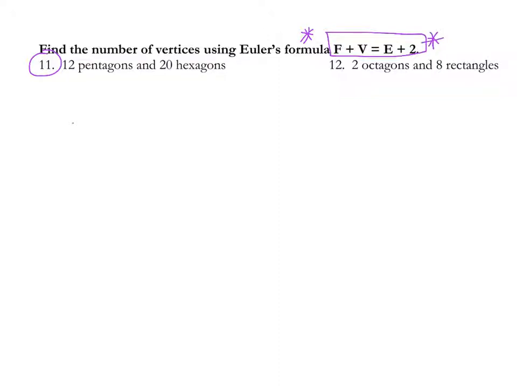so in order to find the number of vertices, I need to first know the number of faces, and I need to know the number of edges. So the number of faces is pretty easy to find. We're just going to use the fact that we already know that there are 12 faces that are pentagons, there are 20 faces that are hexagons. So if I put those together, that tells me there's 32 faces. Those are all the flat surfaces that when I put together I get the solid. So that's the number of faces I have.